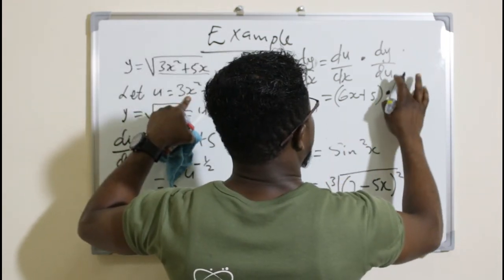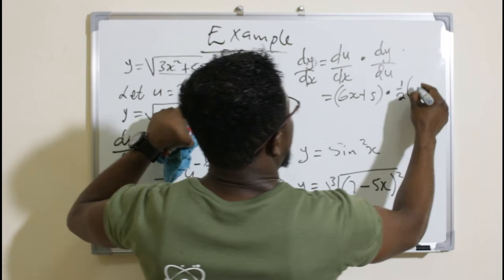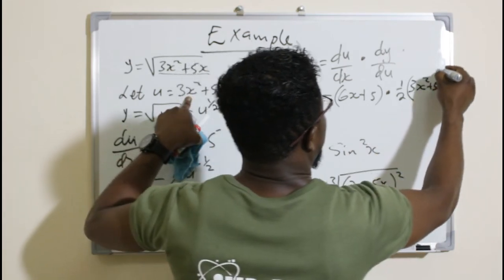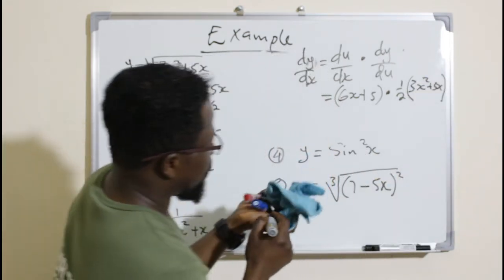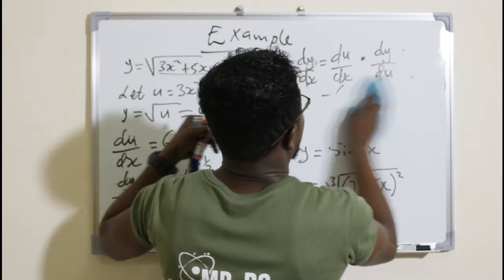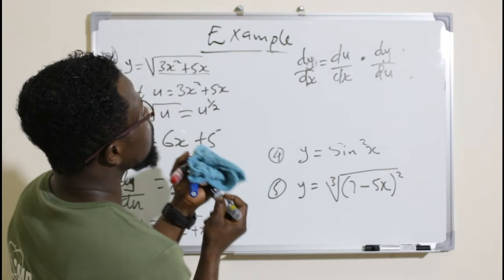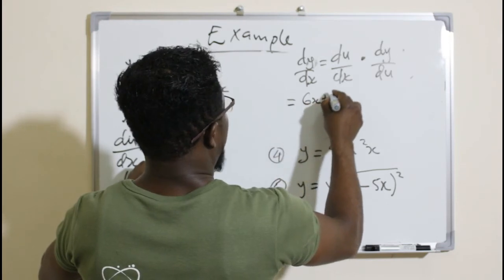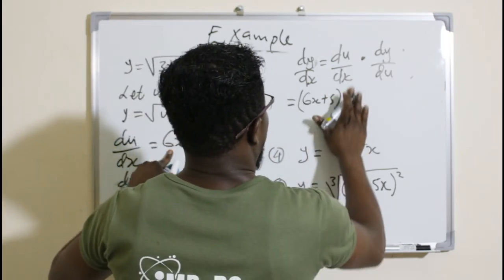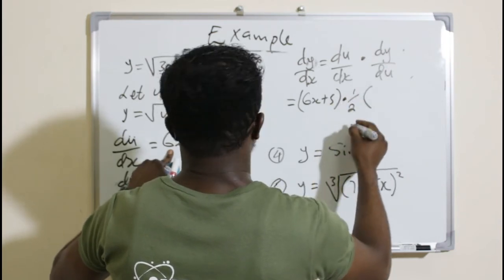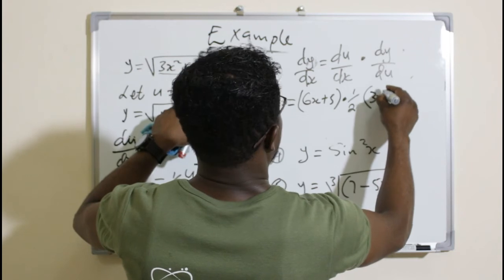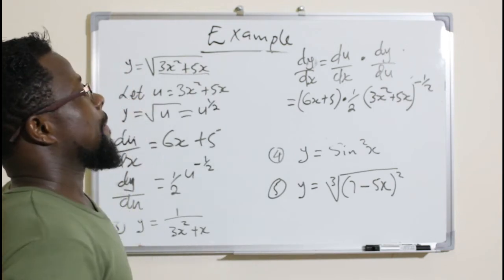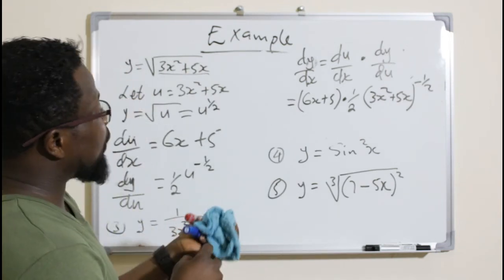So this can also be written as 3x squared plus 5x exponent negative 1 over 2. Let me write it out well. Okay. So it is 6x plus 5, and we are multiplying that by 1 over 2 into 3x squared plus 5x exponent negative 1 over 2. And we can then solve this problem.